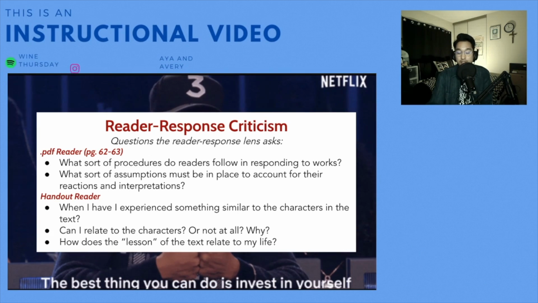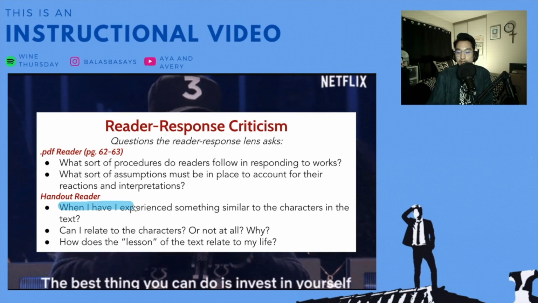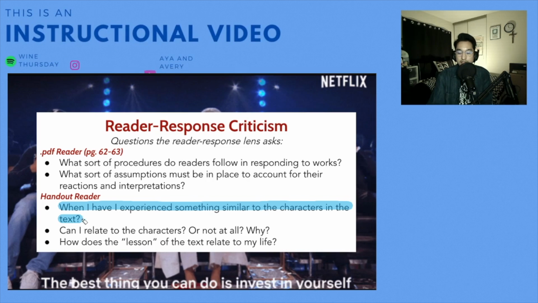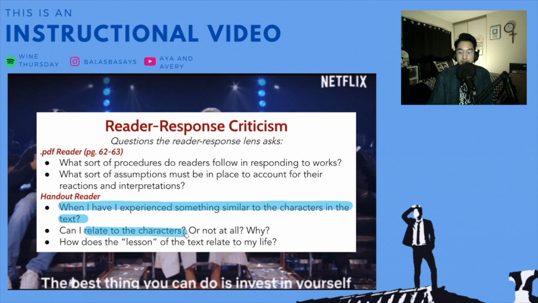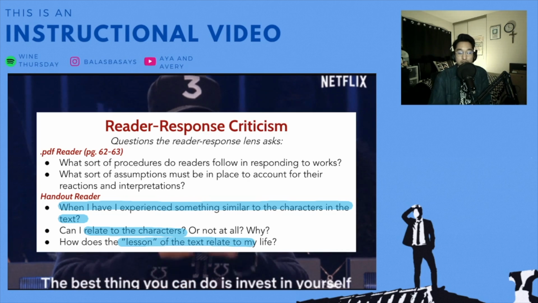Some things that you might ask yourself as you're reading could be, when have I experienced something similar to the characters of the text? Can I relate to the characters or not at all? Why? And how does this lesson of the text, maybe the moral of the story, relate to my life?